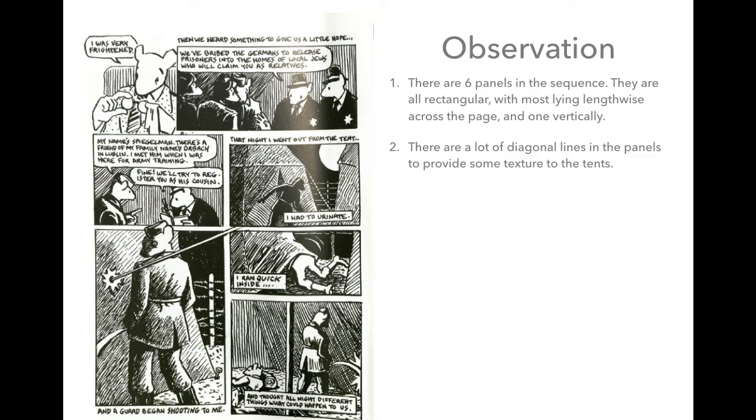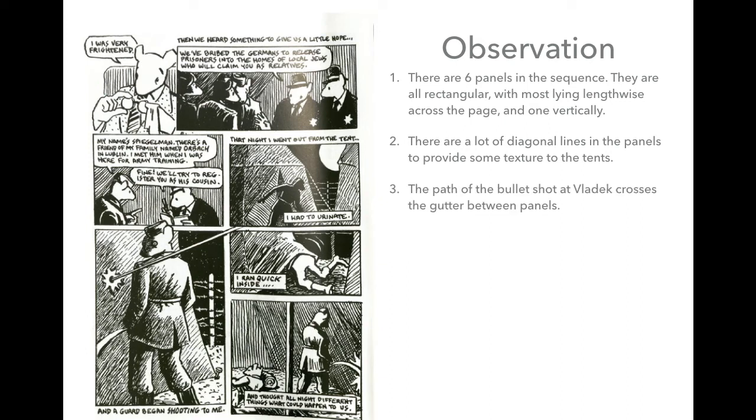There's a lot of diagonal lines in the panels that provide texture. The path of the bullet shot at Vladek crosses the gutter between panels. This is unusual. Comics are like films in that they construct a world you're supposed to forget. You're helping to construct the world, basically, right? You're just there. The images sort of blend together just like they do in a film, and you sink into it. When something happens to jar you out of that, it's very unusual, and it's worth noting.